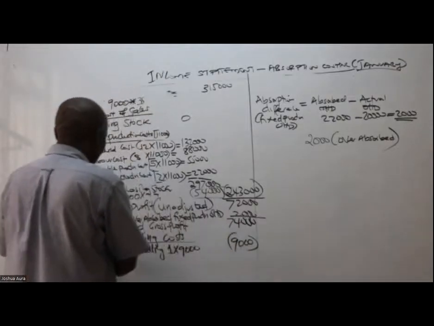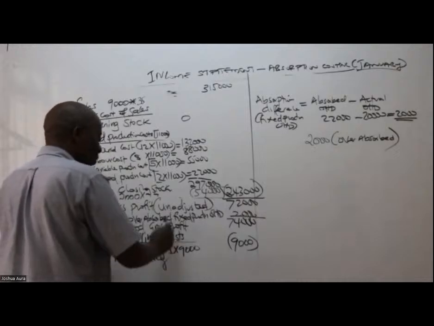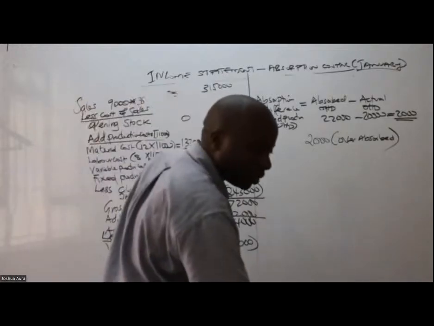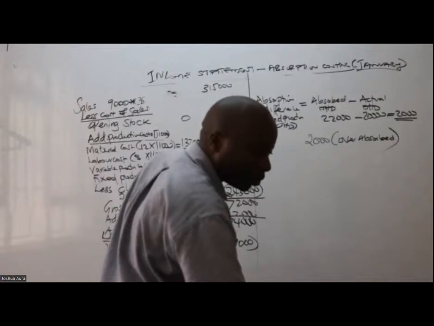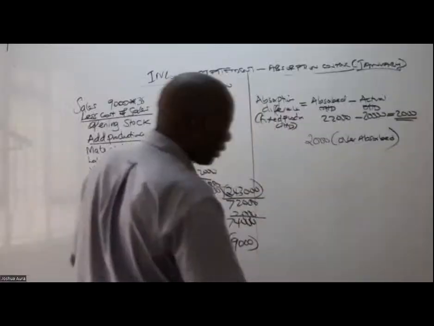And then we have the fixed selling. The fixed selling, ladies and gentlemen, they have told us in this question that the fixed selling is 2,000 a month.